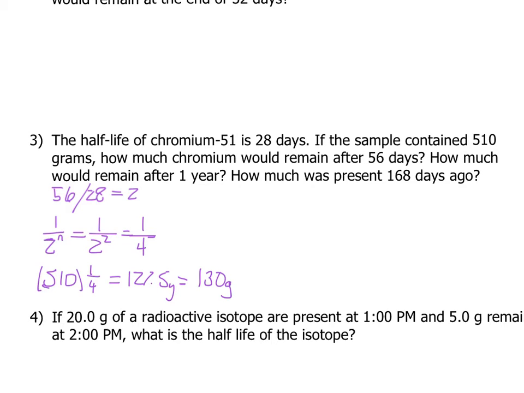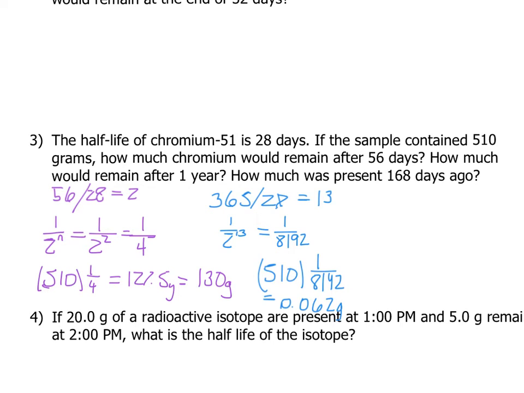So now we need to take 1 year, or 365 days, and divide it by 28 to see how many half-lives occur. This equals 13, so there are 13 half-lives. Now we need to figure out the fraction, so we're going to do 1 over 2^n, where n is 13. Now we are going to take this fraction and multiply it by the original 510 grams to see how many grams are left after 1 year. Calculating this, we get an answer of 0.062 grams.